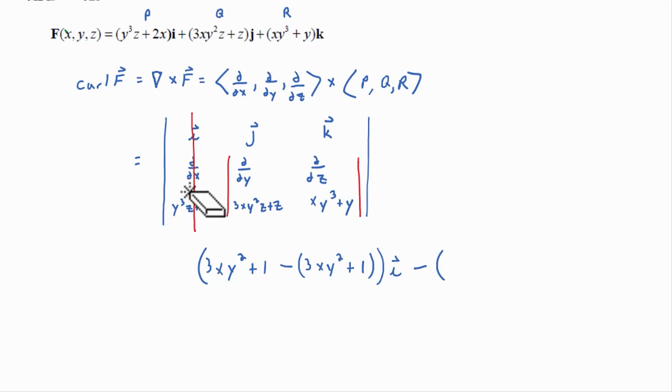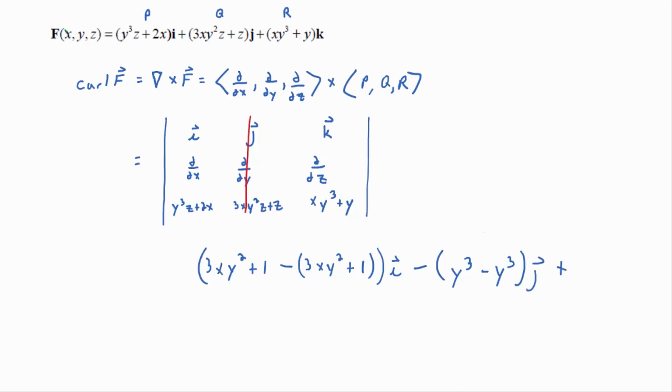And then a built-in negative right here. All right, so now feast your eyes on just the first and last columns. Cross out that column, then take the same sort of pseudo-determinant, d/dx of x y cubed plus y. So that's just y cubed, right? And then minus d/dz of y cubed z plus 2x. Hopefully y cubed, right? Since we're expecting to get zero here, yep. And then that's the j component, so that'll be zero also.